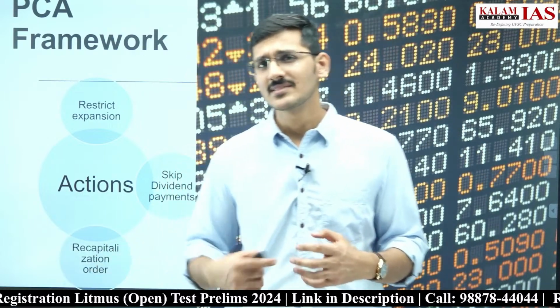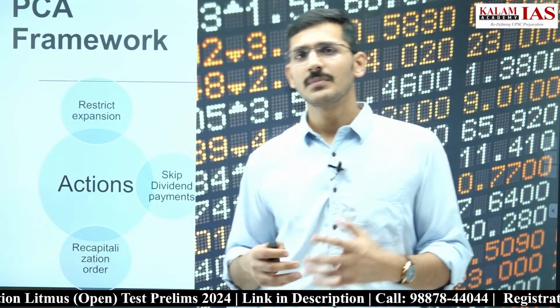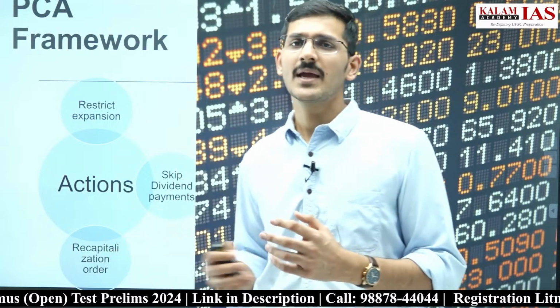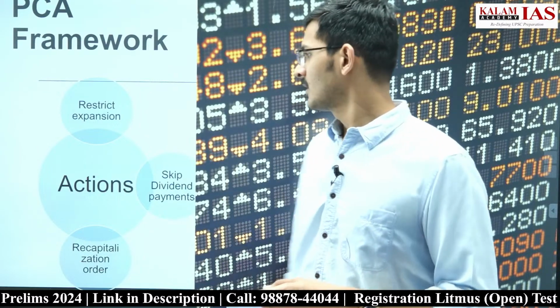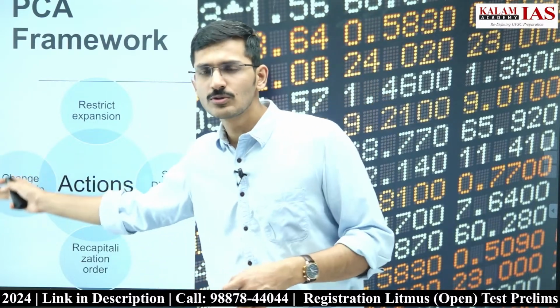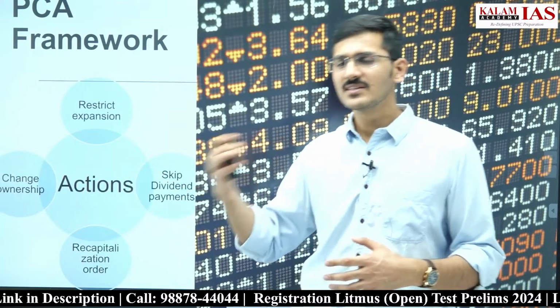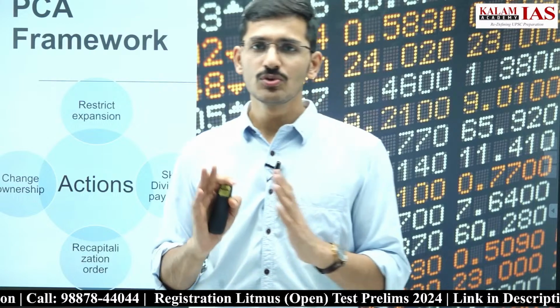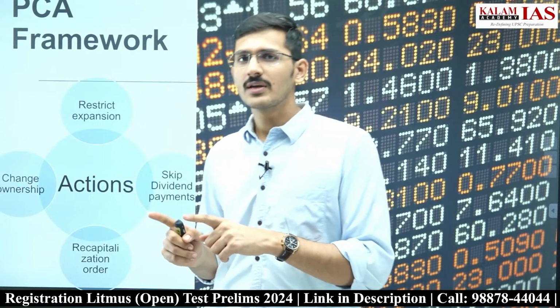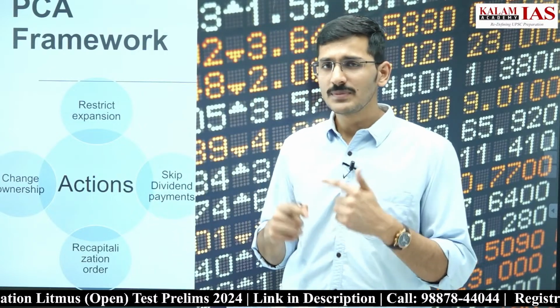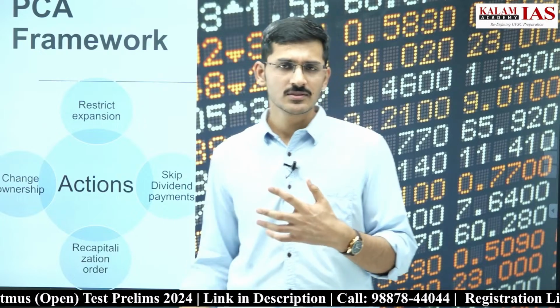There can be a recapitalization order also. For example, RBI can say any government owned public sector banks, for example SBI or Punjab National Bank, that they need to be recapitalized and government should give money to them. And they can also ask for change in ownership. For example, if there is any public sector bank or even a private sector bank, the RBI can say, okay, you are not fit to run the bank and you should sell your shares to this particular organization, or there should be change in ownership to ensure that the bank runs smoothly.